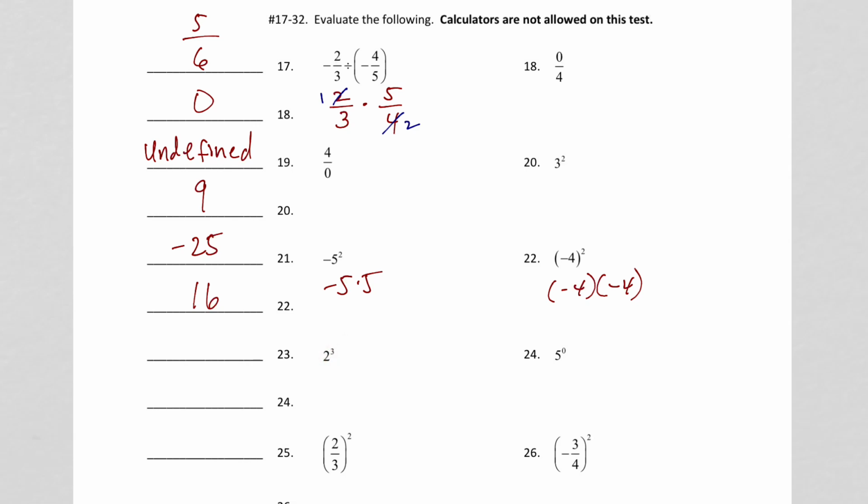2 to the third power simply means 2 times 2 times 2, which is 8. Any number except for 0 to the 0 power is 1. It's not 0. Any number. Doesn't matter what's down here. If it's to the 0 power, it's 1.